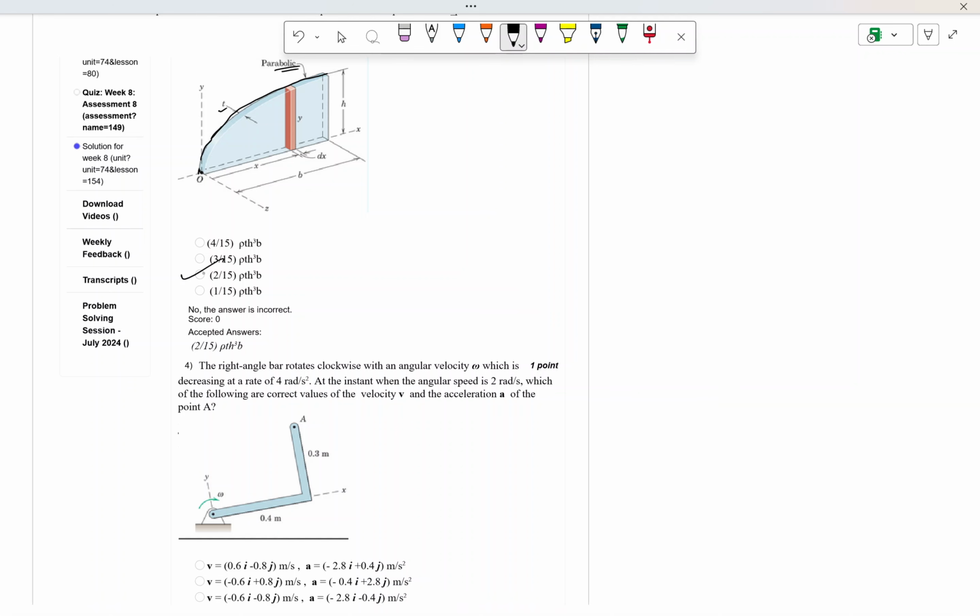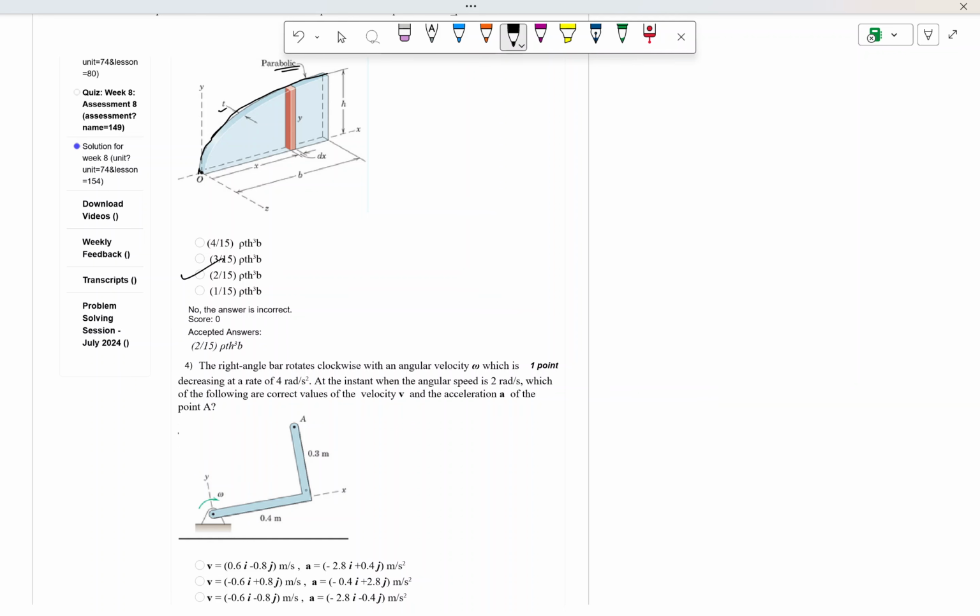Alright, so question number 4 is that the right angle bar rotates clockwise with an angular velocity omega, which is decreasing at a rate of 4 radian per second square. At the instant when the angular speed is 2 radian per second, which of the following are the correct values for the velocity and acceleration of the point A?